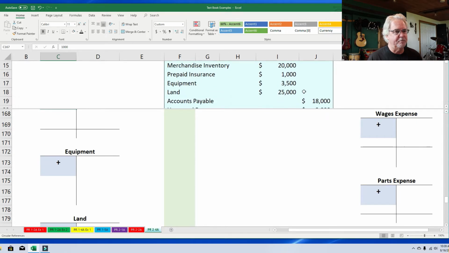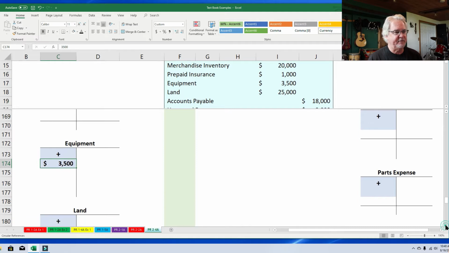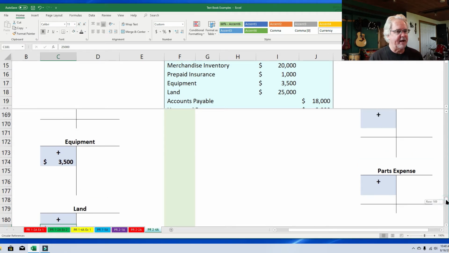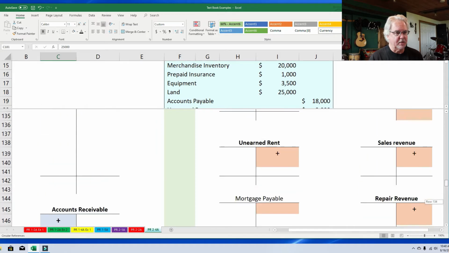Just move the numbers. Equipment, 3,500 on the left-hand side. Here we go. Equipment, 3,500. And finally, land on the left-hand side, 25,000. So set yourself up some T accounts, all right? And I just have the balances highlighted so that they stand out a bit.